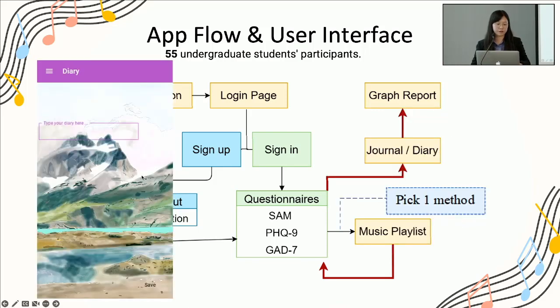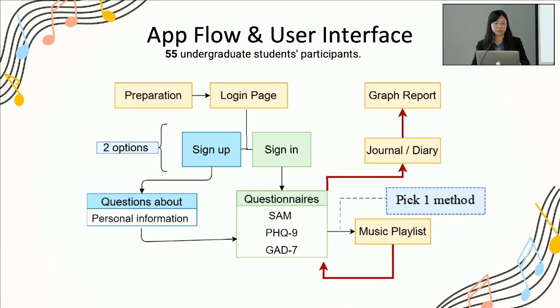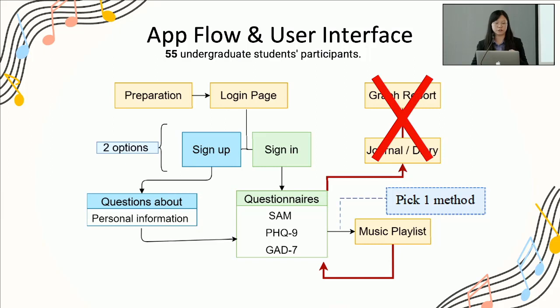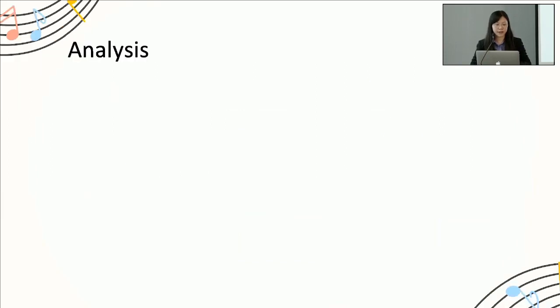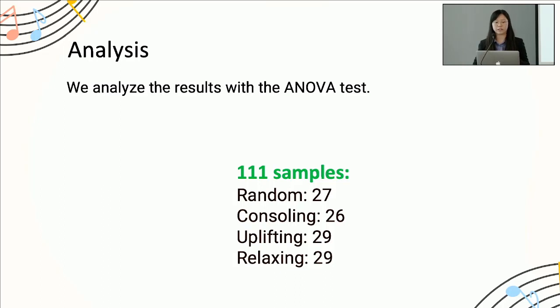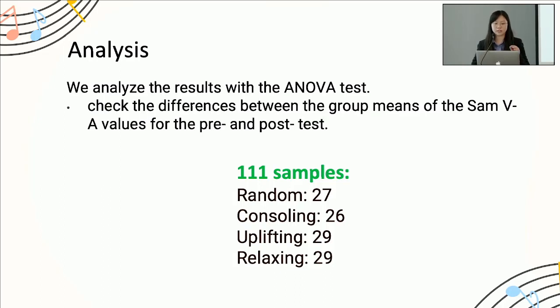Then here we will have the journal and diary function and also the report function, but for simplicity and also consistency in how they use the app during the whole test, we disable these two functions to keep it the same. And in total, we have 111 samples. 27 of them were random, 26 consoling, 29 uplifting, and 29 relaxing. And we use the ANOVA test to analyze the result. This ANOVA test is checking if there is any difference between the pre and post test results on the valence and arousal values.